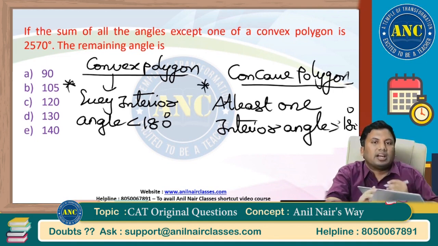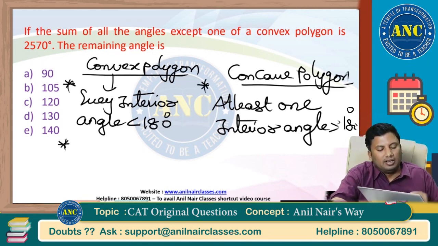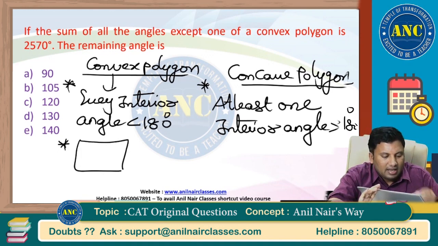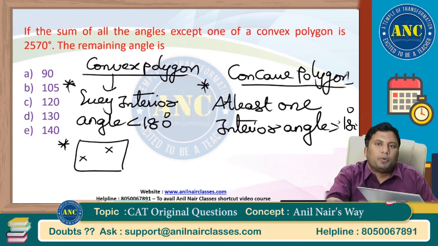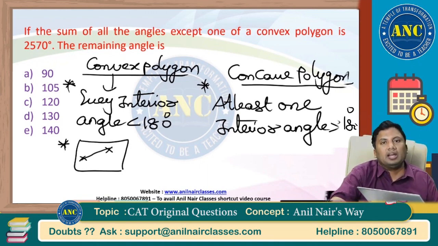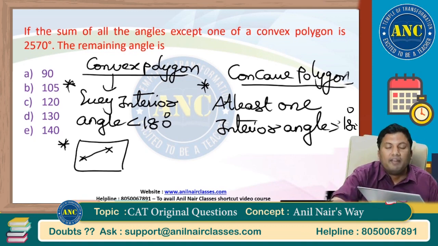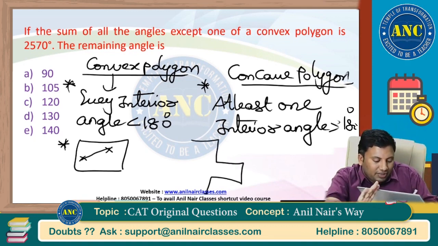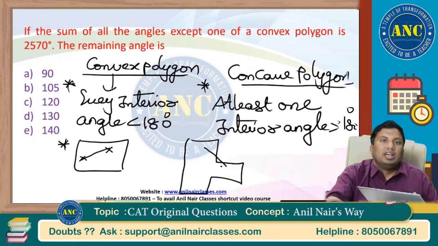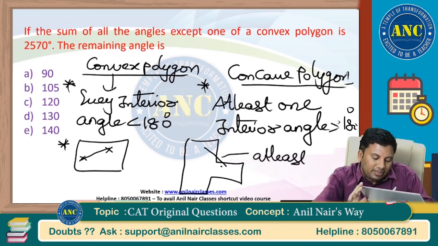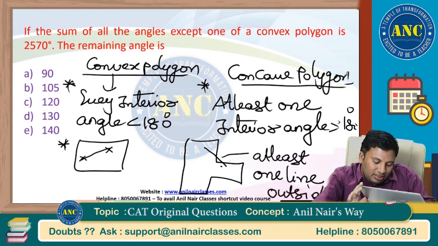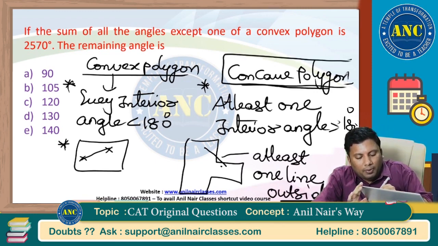If the diagrams are given, suppose see here, this is a polygon. He is asking whether it is convex or concave. Take any 2 points inside the polygon. Draw a line. If the line lies completely inside, then it is a convex polygon. If there is at least one line which goes outside the polygon, then the polygon is said to be a concave polygon.